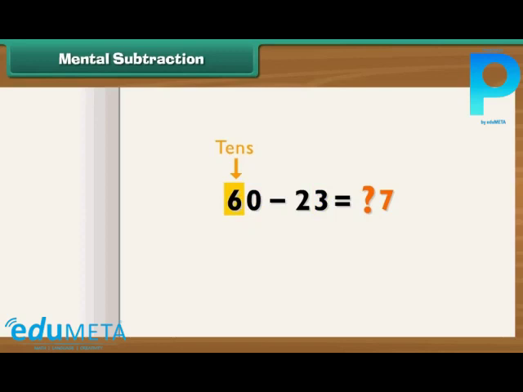The tens place of the sum is 6. We already have 2 as the tens place of one of the numbers. 1 is to be added as carryover. What should be added to 3 to get the sum 6? The answer is 3. The tens place of the number is 3. The subtraction 60 minus 23 has the answer 37.